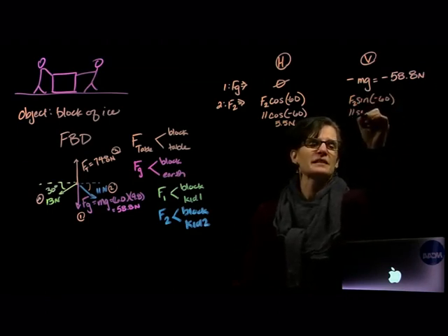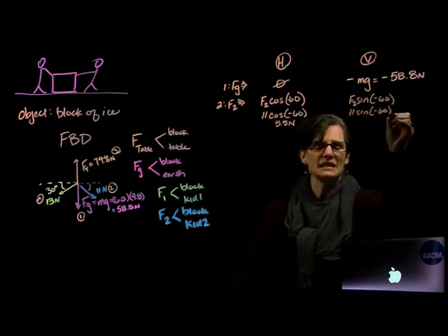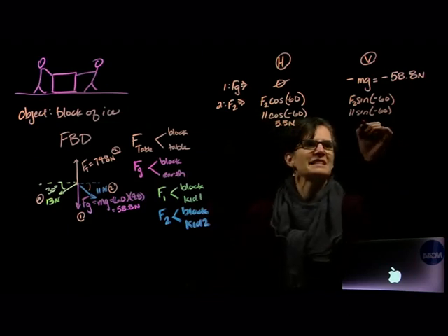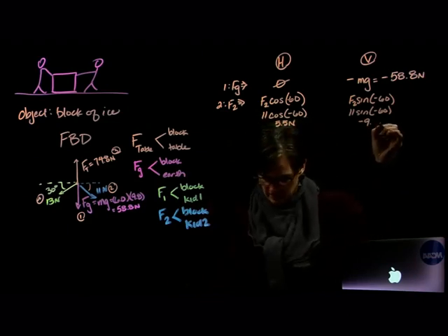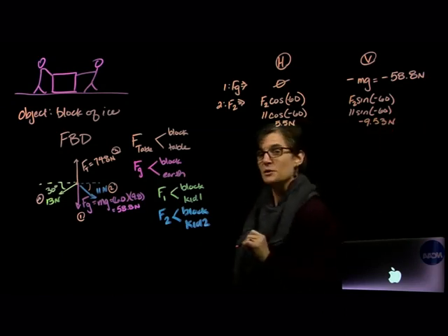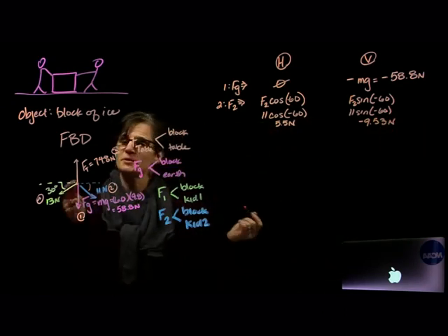The vertical component is F2 times the sine of the angle of negative 60 degrees. So we have 11 times the sine of negative 60, and that gives us negative 9.53 newtons. That's force 2, and it's from kid 2.